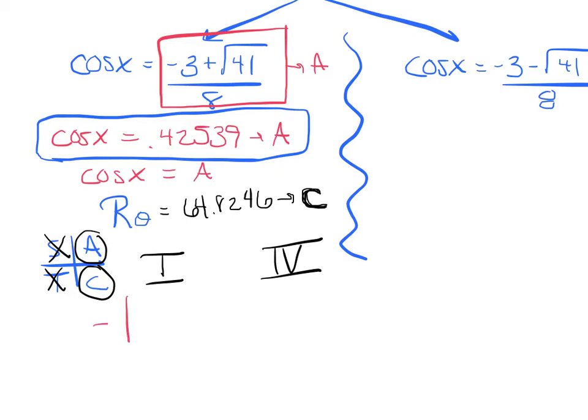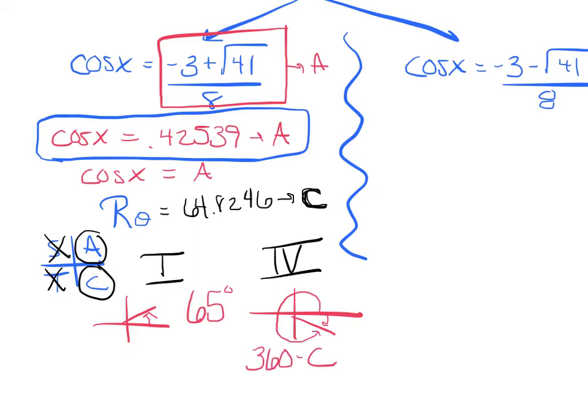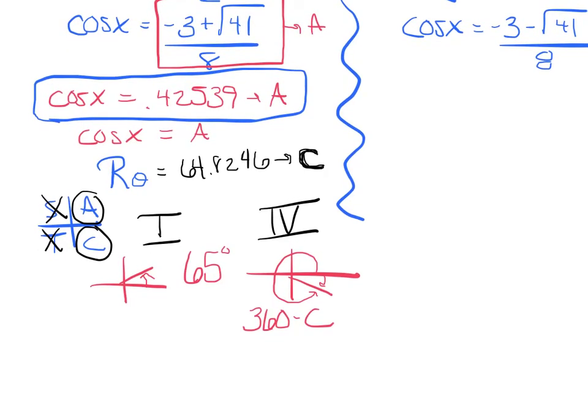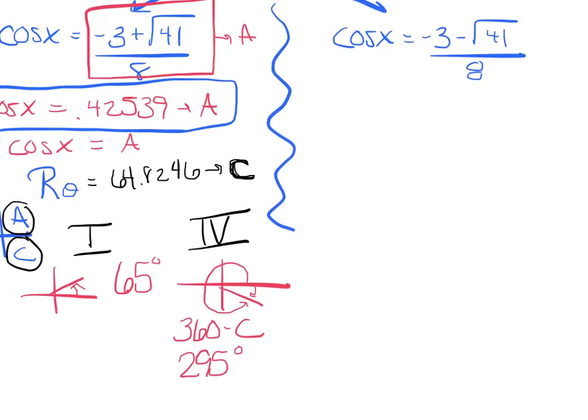I'm storing that into alpha C. All right, so in quadrant 1, remember, you are your own reference angle. So to the nearest degree, I would say that's 65 degrees. Now in quadrant 4, if I draw it in, that's my reference angle. I need my whole big angle. So I would say that's 360 minus angle C. And to the nearest degree, that gets me 295 degrees. Okay, so I've got my two answers on that side. Let's go get the other side.